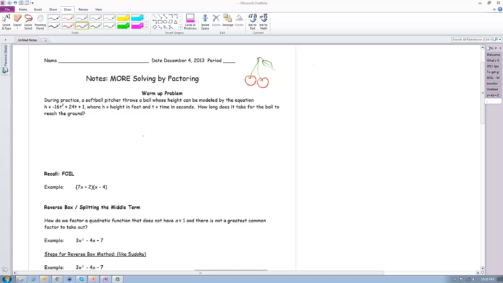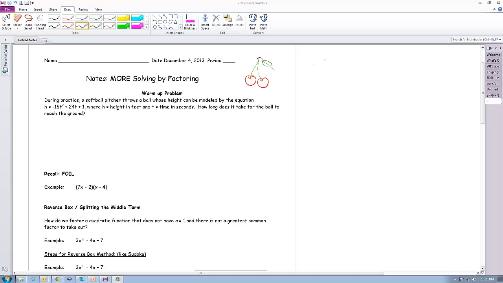Okay, let's quickly review the lesson of the day. Today we started with this warm-up problem where we had a softball pitcher that throws a ball whose trajectory can be modeled according to this equation: h equals minus 16t squared plus 24t plus 1, where h is the height and t is time in seconds.